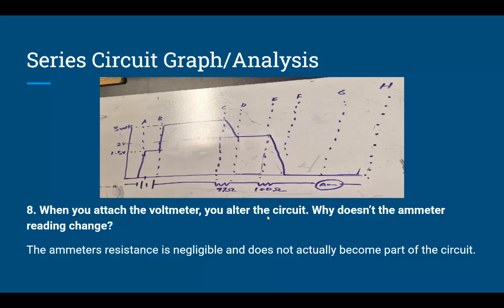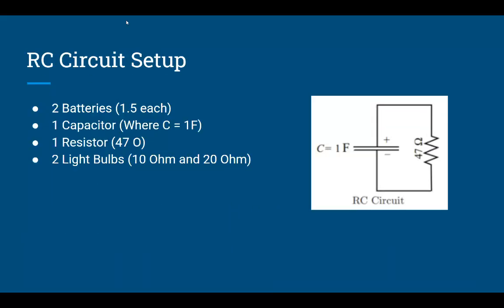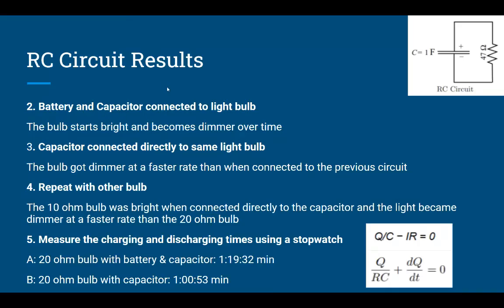And the reason the ammeter doesn't change things when you're measuring for volts is because the resistance is negligible in that case. So then we have the RC circuit, which is where we use light bulbs and a capacitor. When we first used a battery and capacitor, the bulb became bright and then became dimmer. Same thing with the normal capacitor, but it seemed like it dimmed a little bit faster. And then we repeated with our other bulb, so we used a 10 ohm for this one. Then we used a 21. It changed a little bit because of the resistance differences.